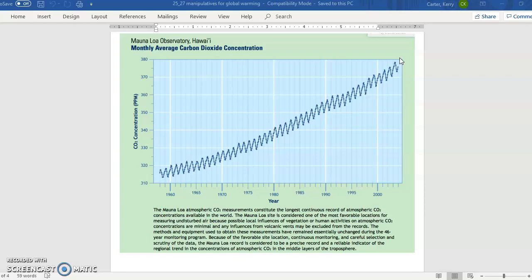Then the next question asks, notice the periodic oscillations, that's the zigzag pattern, in the concentration of carbon dioxide. What is the time period of each oscillation? So if we take a look at 1 year, like from 1960 to 1961, we see half the year CO2 is high, then the next half of the year it's low. Then it's high, then it's low, then it's high, then it's low. And remember, we are in the northern hemisphere.